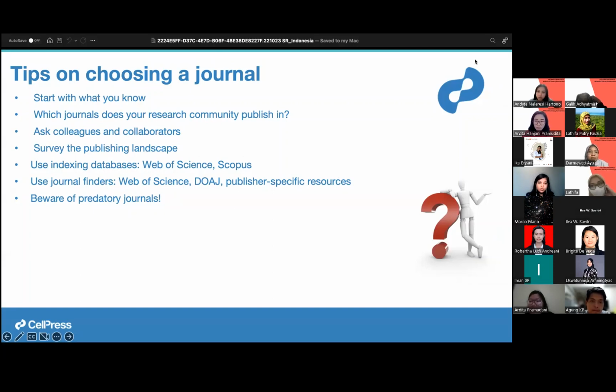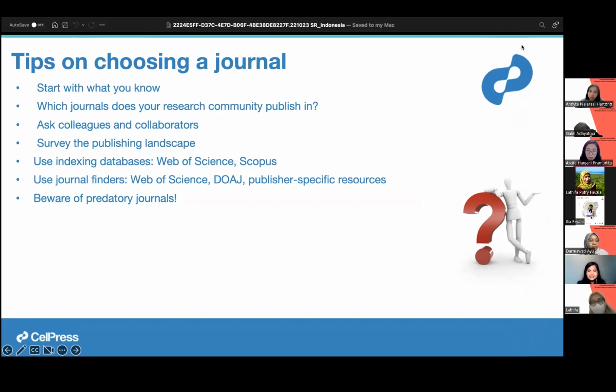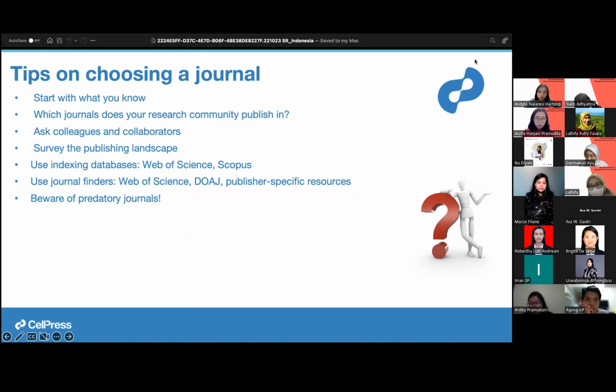You want to have it go to the right home and spend as little time as possible doing the rounds of multiple publishers trying to figure out where your paper fits. So the more time you spend on this stage, the less time you have to spend later on trying to figure out what happens when the first journal says, no, this isn't a fit, and then you have to keep moving on. A really important corollary to all of this is beware of predatory journals.